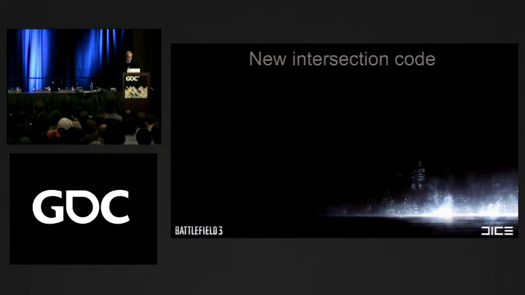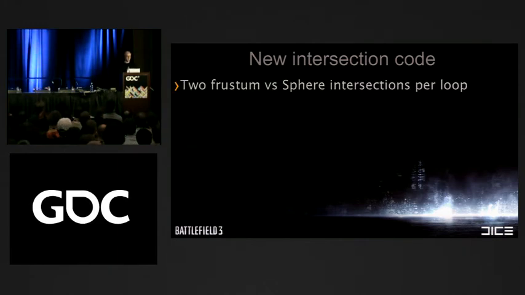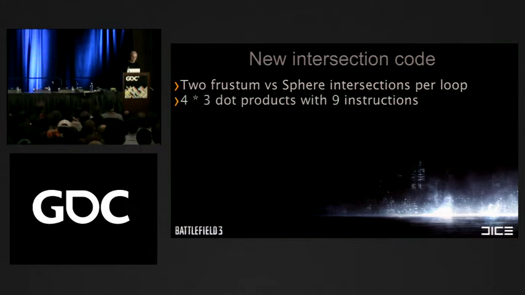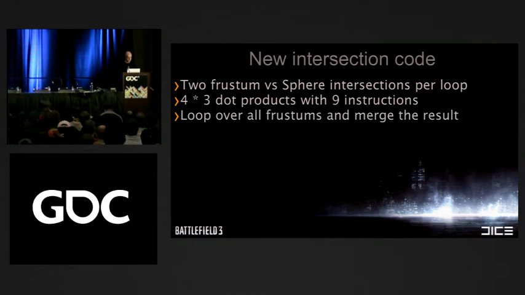So how does the new intersection code actually improve the performance? In the loop we have implemented, we do 2 frustum versus sphere intersections per loop. The reason we want to do that is to get 12 dot products with 9 instructions. When testing one sphere, it's 6 planes, meaning 6 dot products, so we can do 12 dot products within the loop. Then we just loop over all frustums and merge the result back like you saw before.